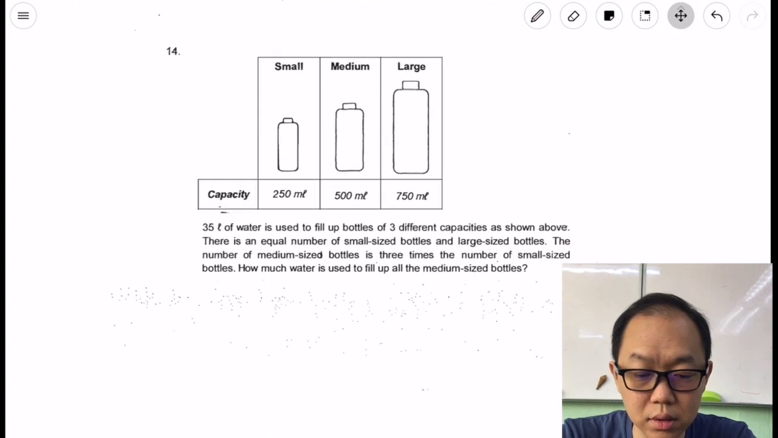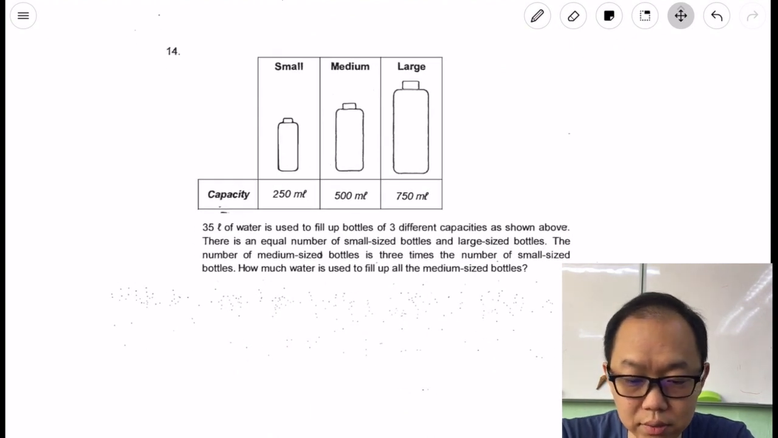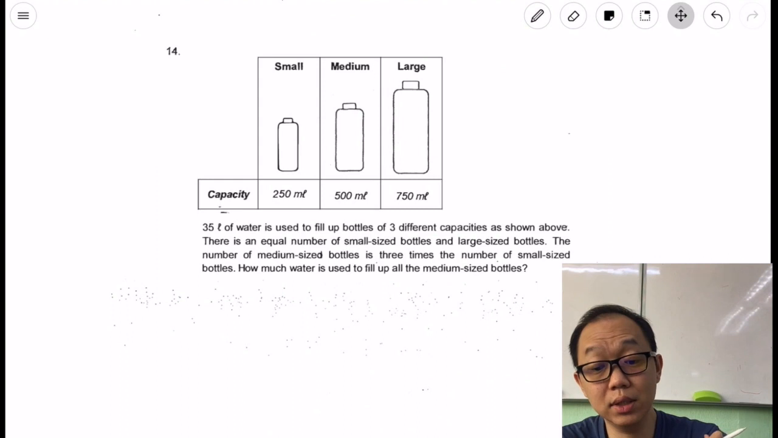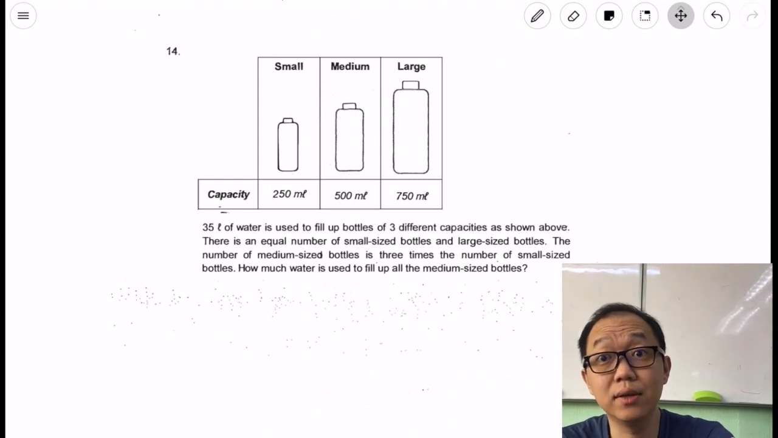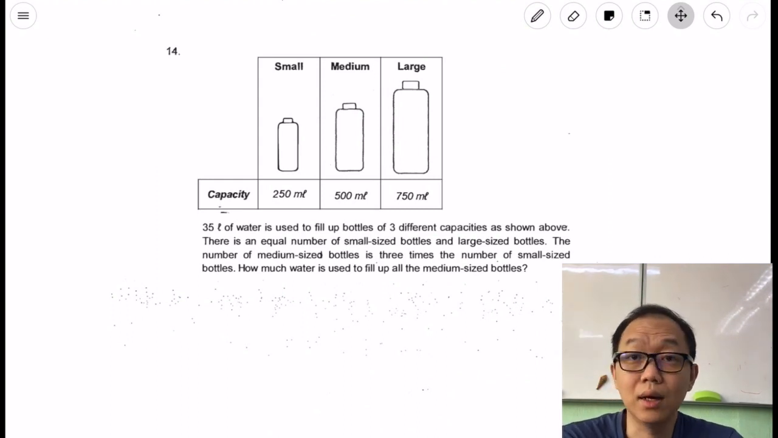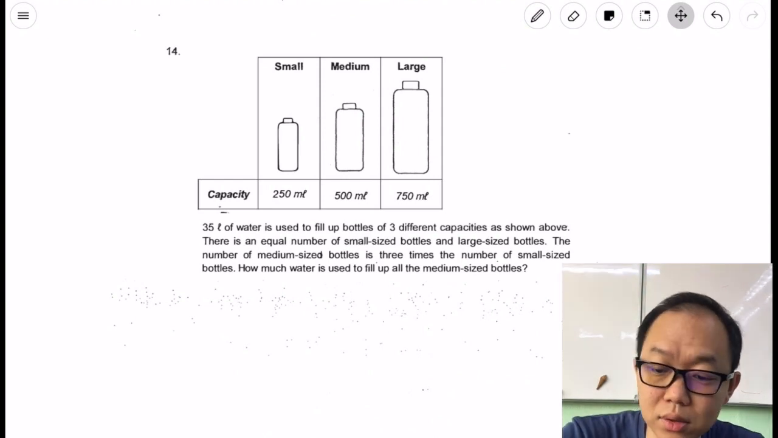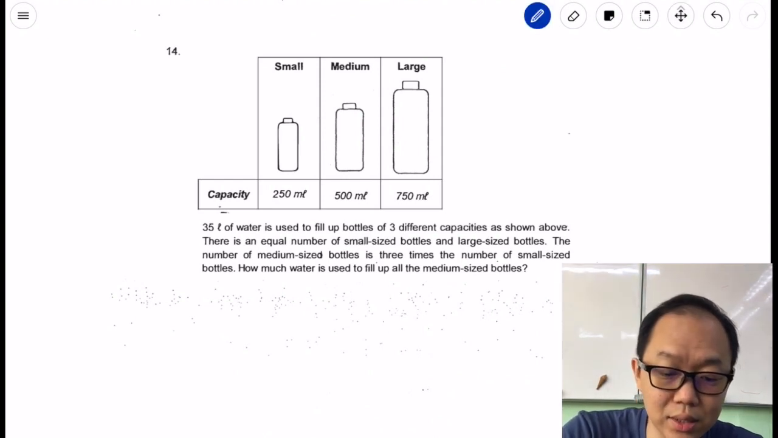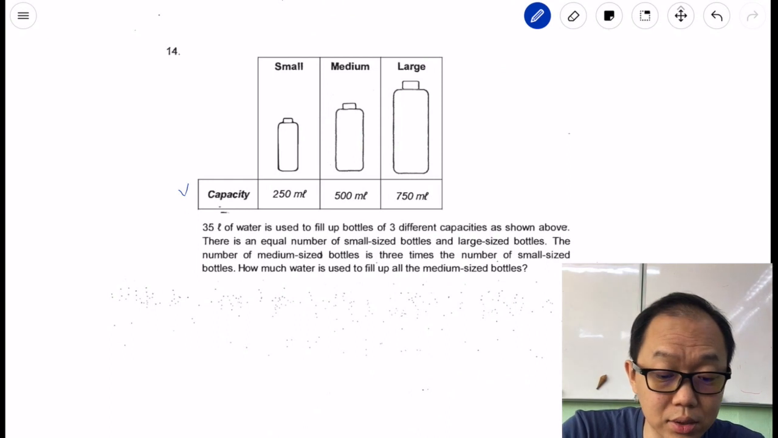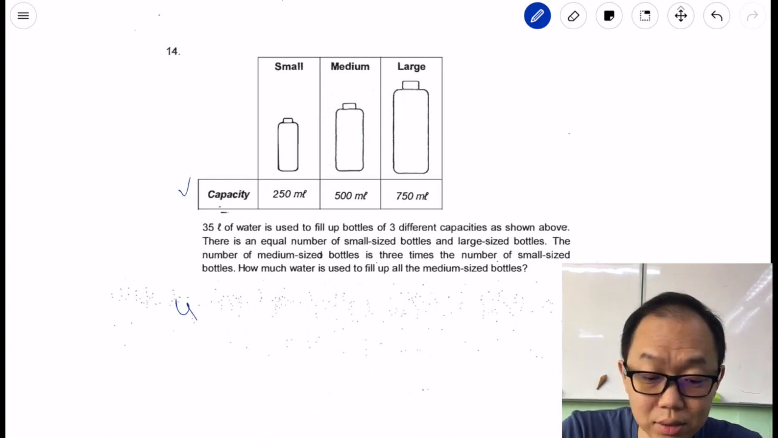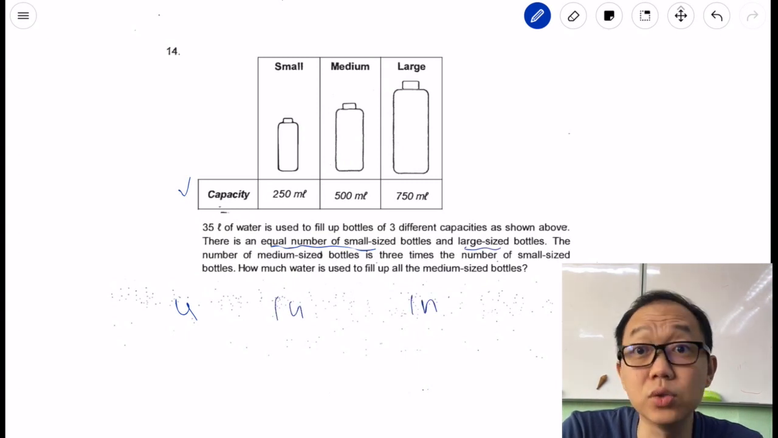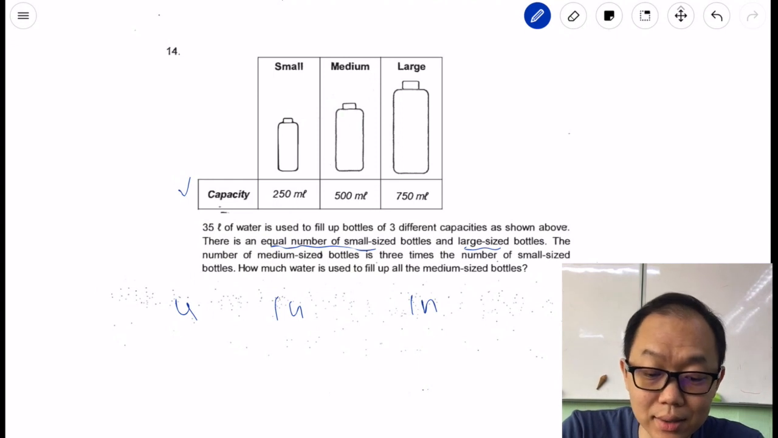Next question. 35 liters of water is used to fill up bottles of 3 different chemicals shown in equal number. This looks like a value and units question to me. So this is the value, now how about the units? We have to read. Equal number of small and large means the small is 1 unit and the large is also 1 unit, 1:1. Next, the number of medium size is 3 times, so this is 3 units.